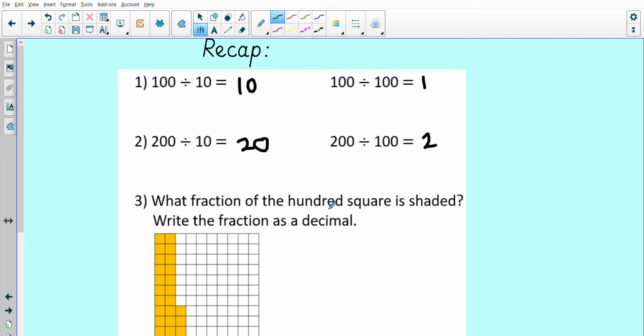What fraction of the 100 square is shaded? Write the fraction as a decimal. So we've got 100 here. Each one of those is worth 10, so that's 20, and 3 more. So that's 23 out of 100 as a fraction. And if we write it as a decimal, 0.2 in the tenths column, and 3 in the hundredths column, 0.23. They're all equivalent, they all mean the same thing.